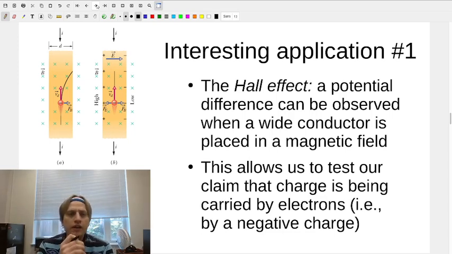Now, there's a ton of interesting experimental consequences of the magnetic force. Now, one of them is that finally we can tell which type of charges move.